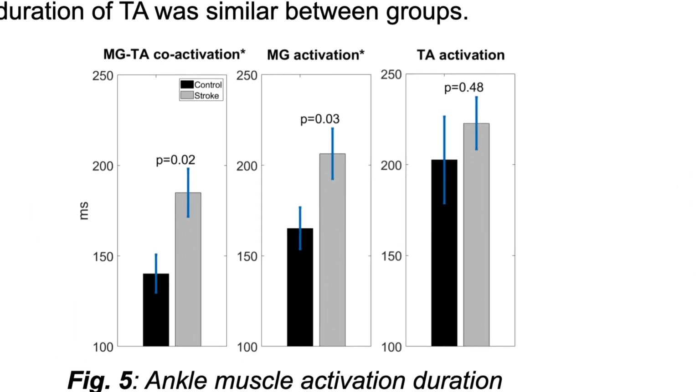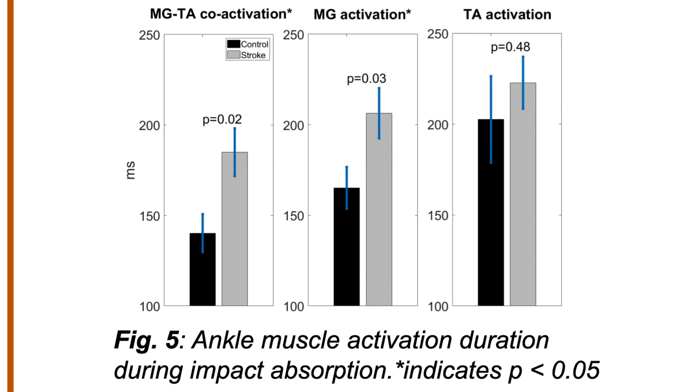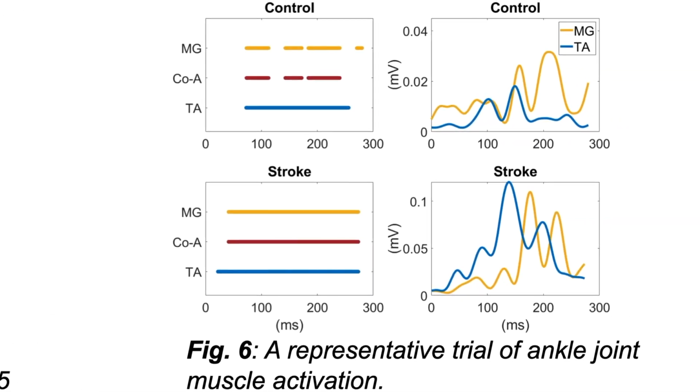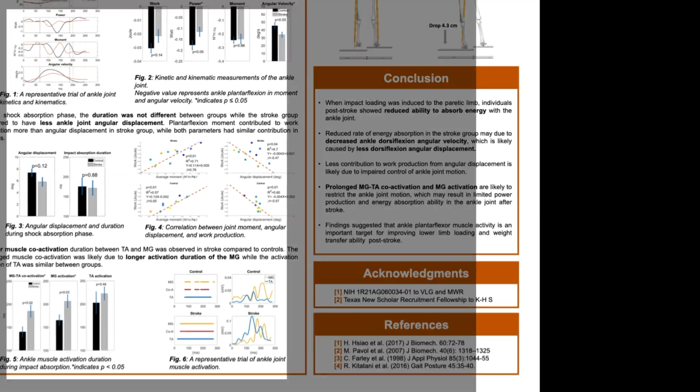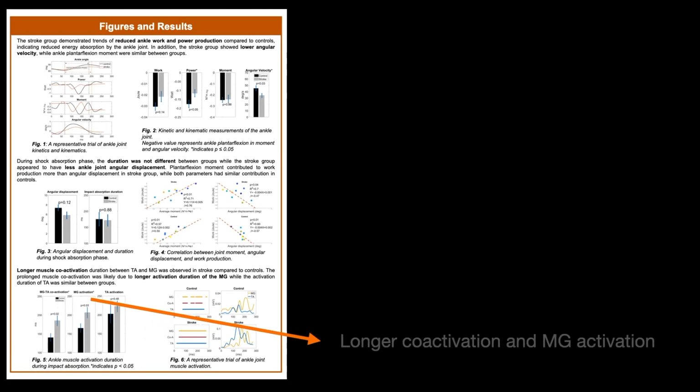We then look at ankle joint muscle activation duration to see if there is any abnormality that might affect ankle motion. In our result, the co-activation duration between TA and MG is longer in the stroke group. In addition, longer MG activation might be the cause of prolonged co-activation, and the abnormality is also shown in this representative trial.